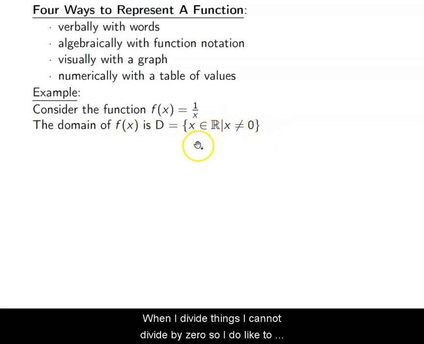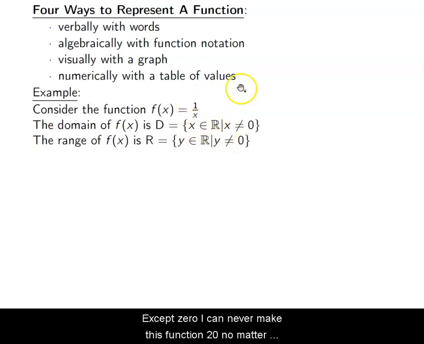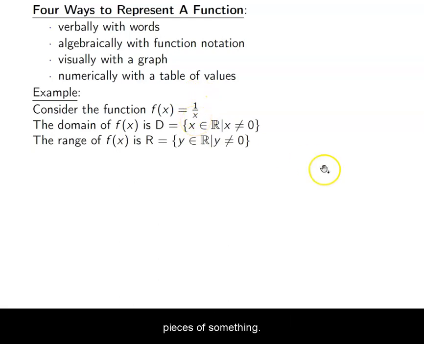So I do like to use interval notation and set builder notation. The domain here, D, is all real numbers such that x is not equal to 0. Okay, so I can plug in anything that's a real value as long as it's not 0. The range of this function is all real numbers except 0. I can never make this function equal to 0. No matter what I plug into the denominator, I will never get 0 out, because I always have something that I'm dividing into pieces. So there's always pieces of something.